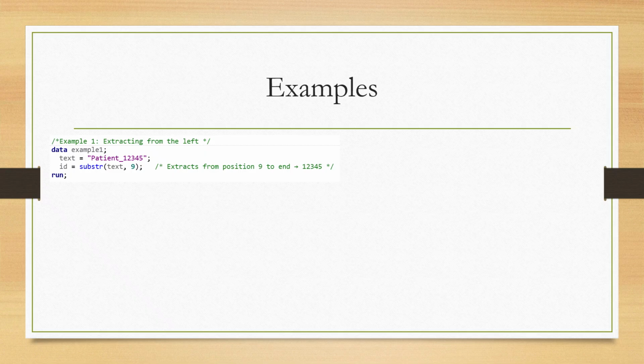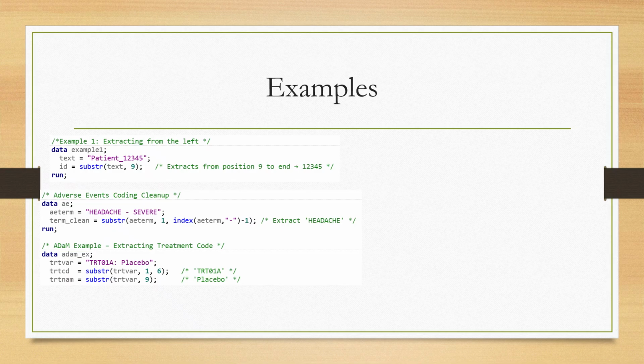So I have given the starting position, that is the second argument, as 9, and since I want to extract this string till the end, I have not mentioned any third argument, which is the length argument. If I use the SUBSTR in this format, the value which will be populated in the ID variable in this example will be the value starting from the 9th position, which is the number 1, and it will go till the end, that is the string 12345 will be populated in my ID variable.